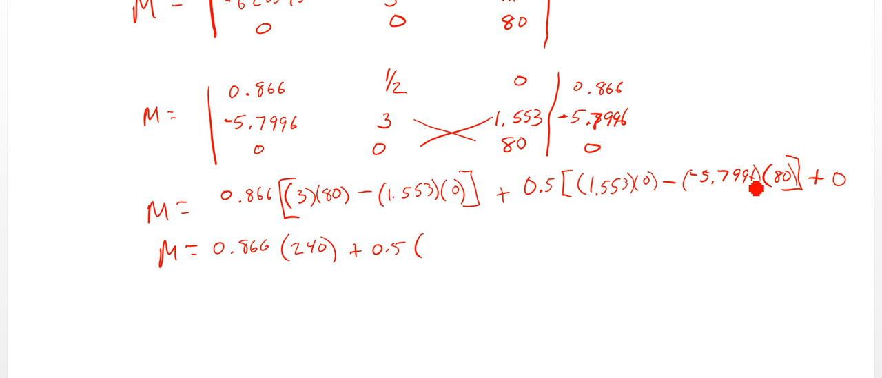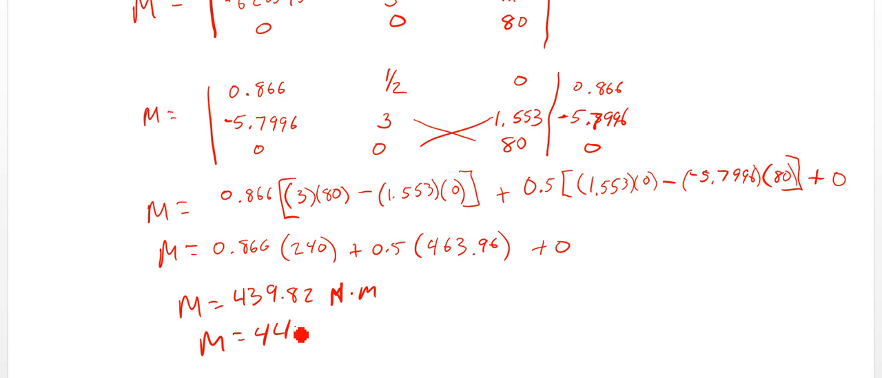Pulling up my calculator, 5.7996 times 80 is 463.96. So that's a negative, makes a positive, plus 0. I'm going to multiply by 0.5 and then add 0.866 times 240 to that. So we have M equals 439.82 Newton meters. M equals 440 Newton meters. That's our answer to 3 significant figures.